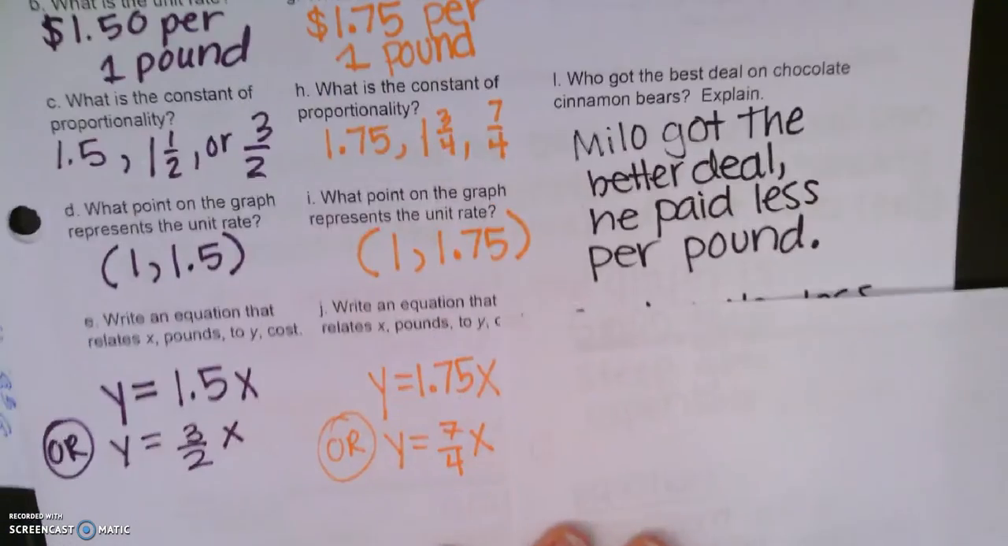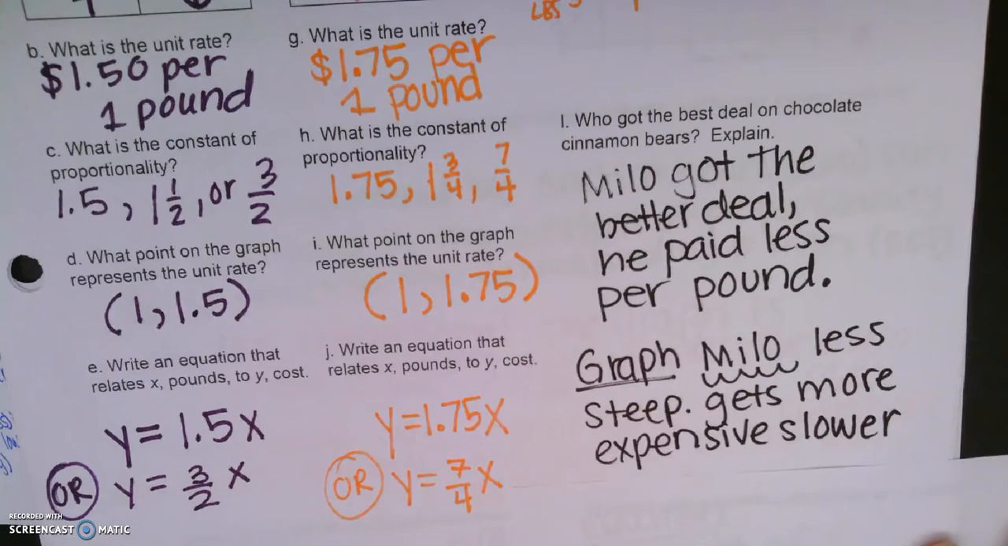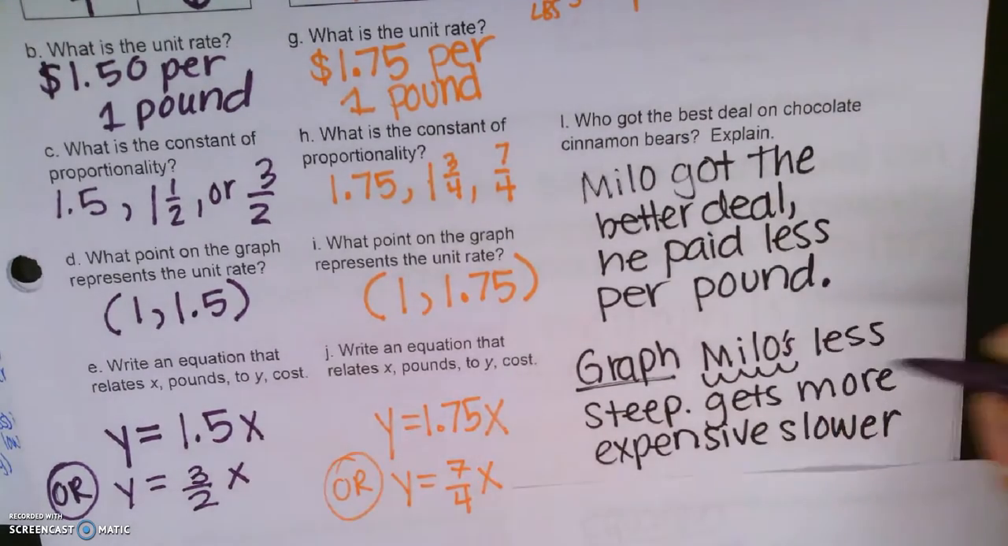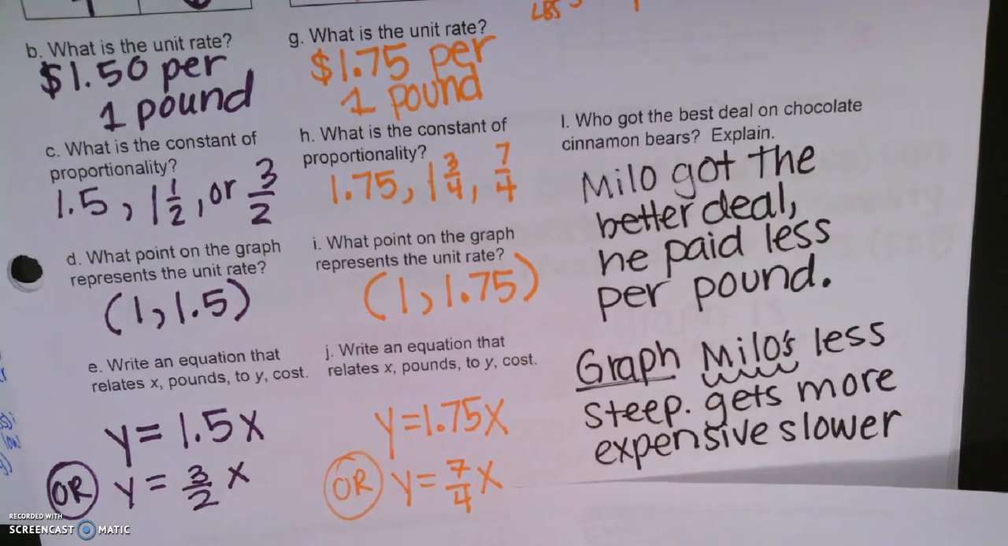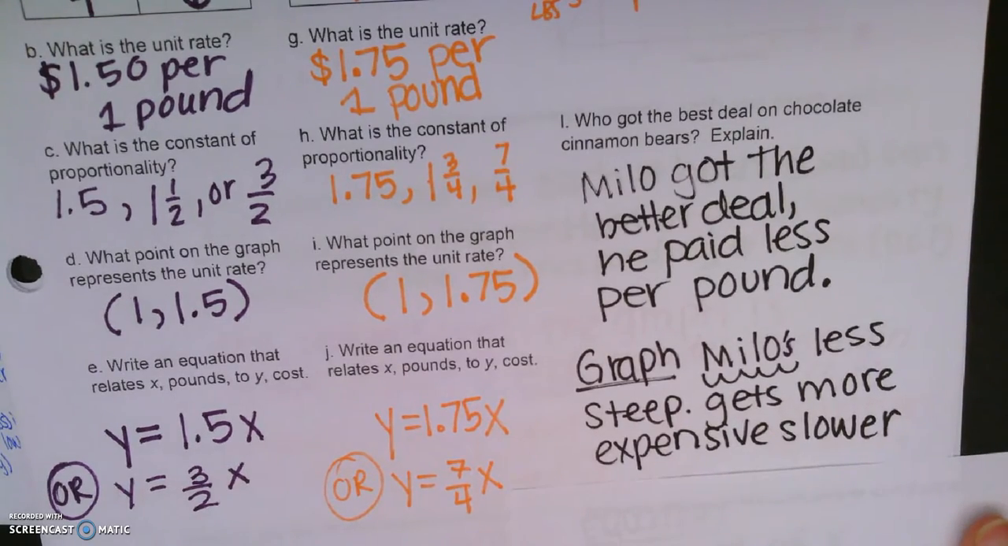So we're going to put that into words. We're going to say the graph, we know Milo's is less steep. Milo's graph is less steep. His line is less steep. That means it gets more expensive slower. It gets more expensive slower, not as fast as Sierra.